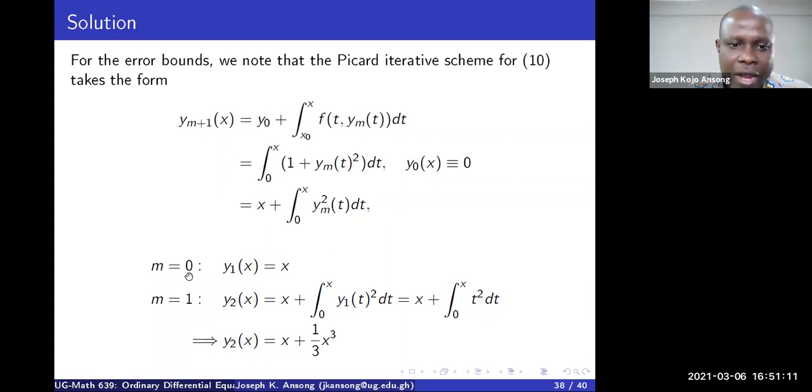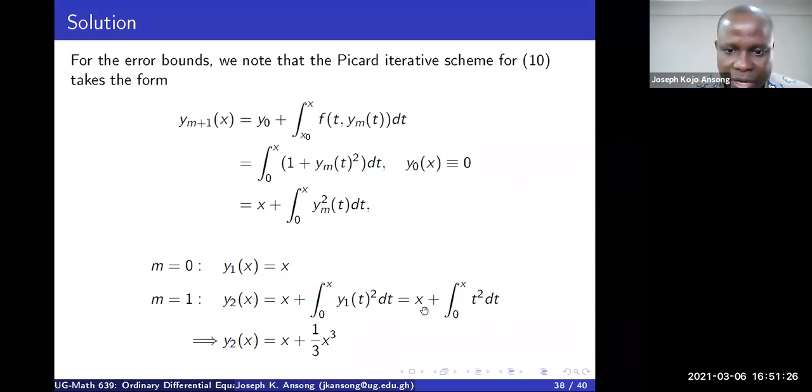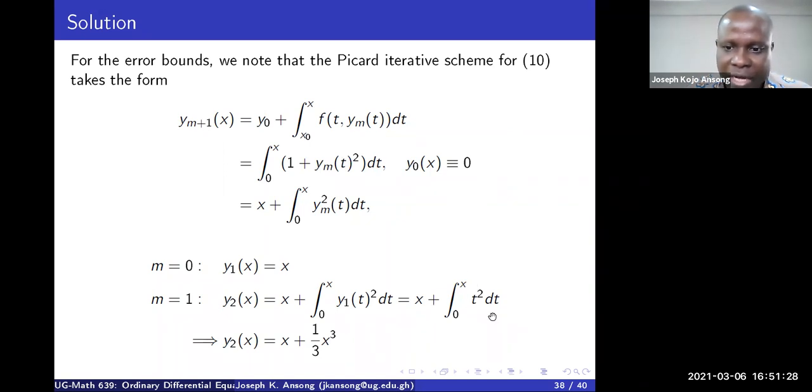Good. So for m equal to 0, this is 0, so we get x here. If m is 1, we get y1 squared. y1 is x, so we integrate x squared, or if you like, t squared. So you have x plus the integral from 0 to x of t squared. When you do that, you get your y2, your second estimate, to be x plus 1 over 3 x cubed.